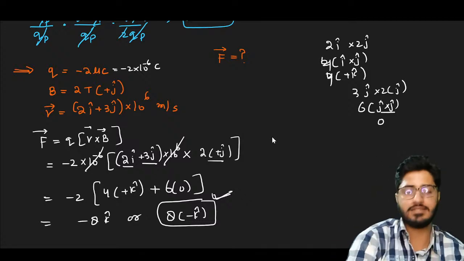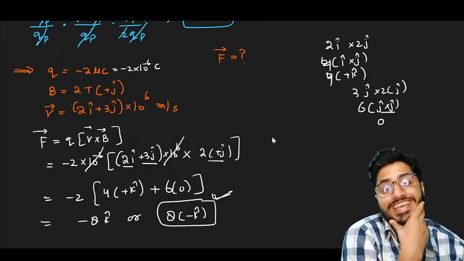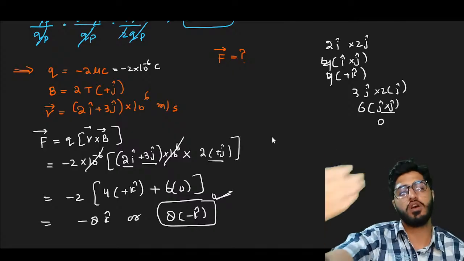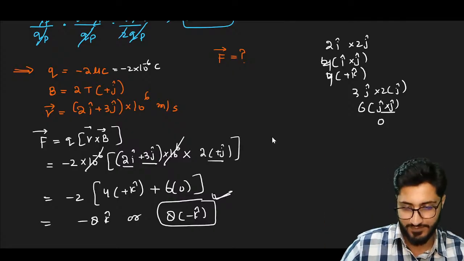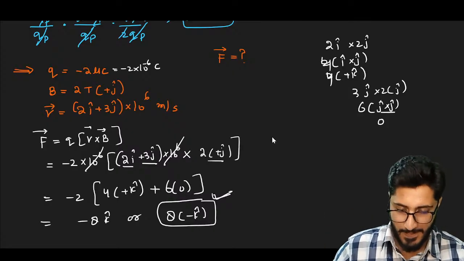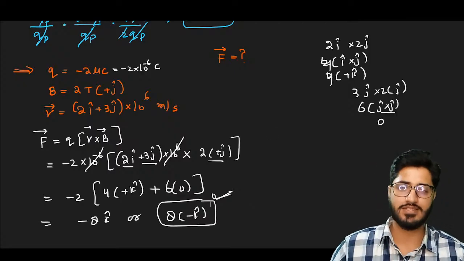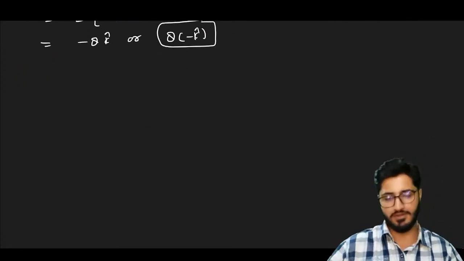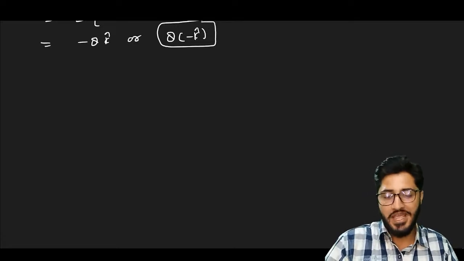Yes, it is the final answer, but in vector form it is minus K cap. That means it is directed into the plane. Super easy, na? Okay, let us increase the hardness of numericals based on our aim.